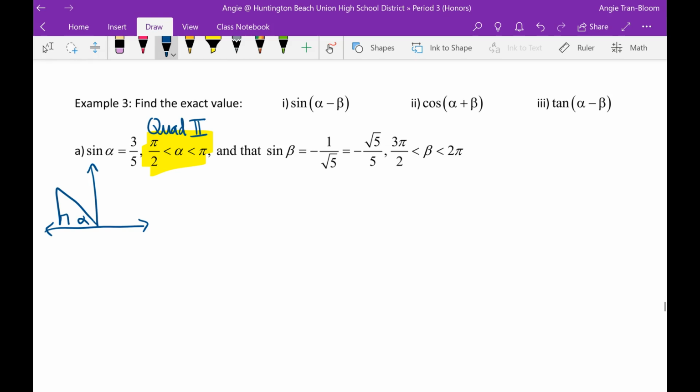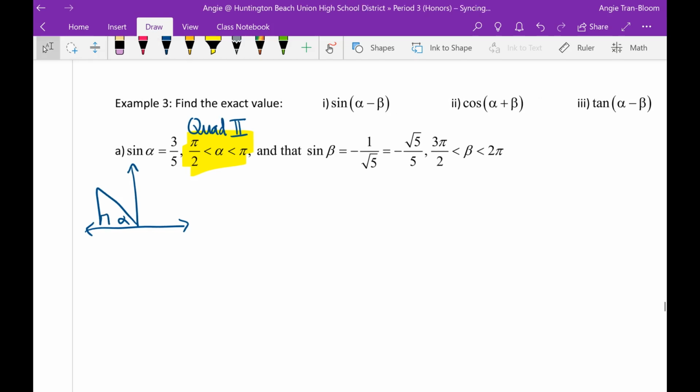Then from there, I need to label all my measurements. Do we have enough to find all 3 measurements: opposite, adjacent, and hypotenuse? What's opposite? 3. Hypotenuse? Good. What is the adjacent? It's 4, but it has to be negative. Any questions so far on alpha? They gave you sine of alpha, but at some point I will probably need cosine of alpha as well, and tangent of alpha as well. So let's find those. What's cosine of alpha?